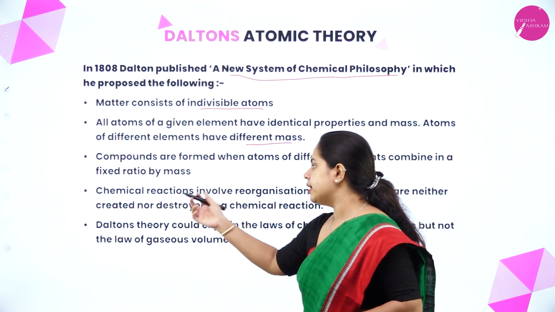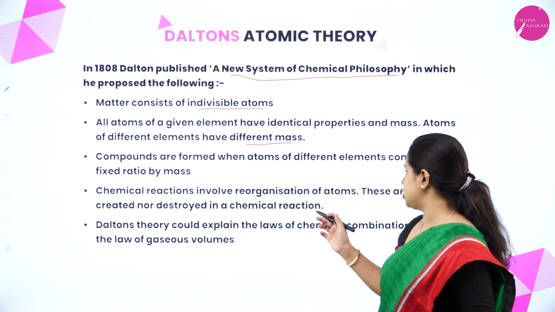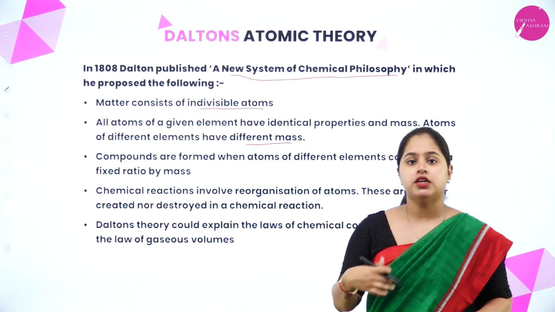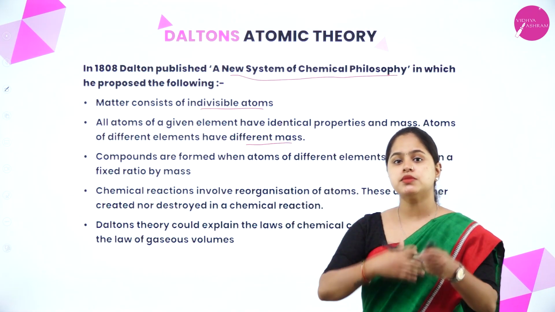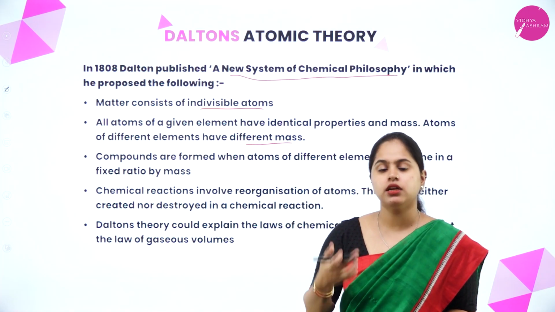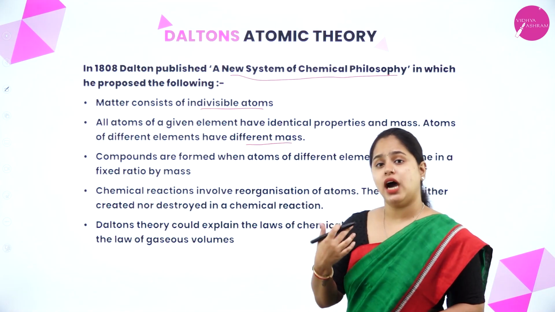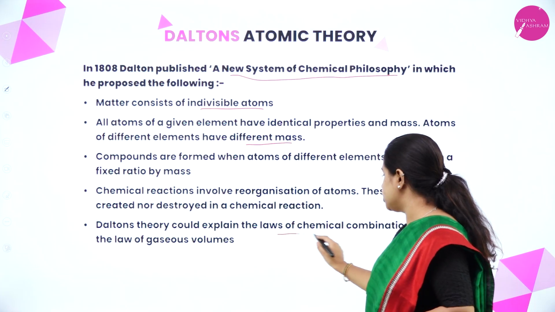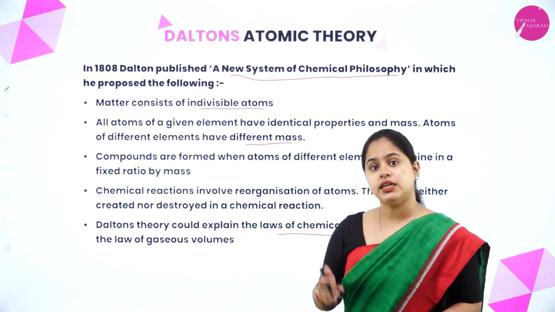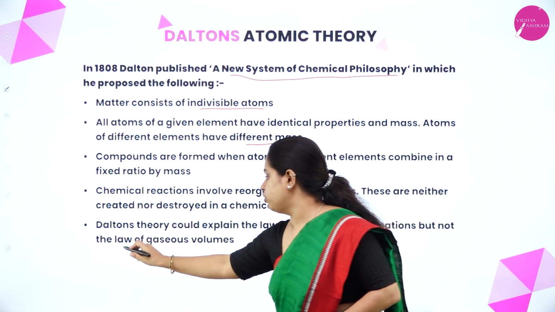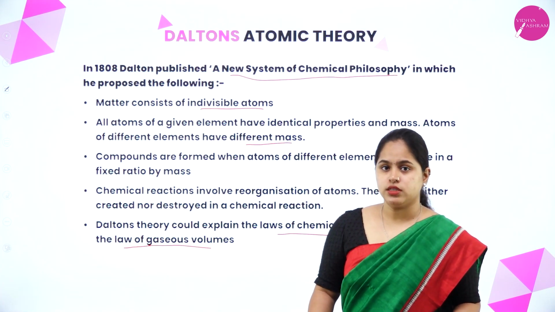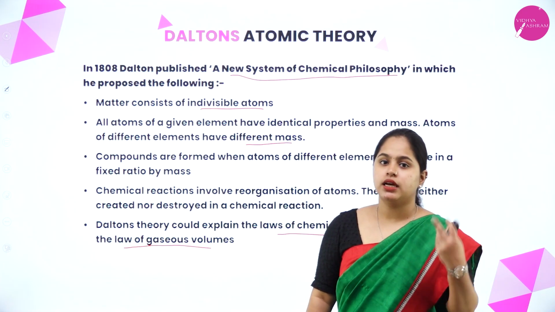Now the next one is chemical reactions involve reorganization of atoms, and these are neither created nor destroyed in a chemical reaction. So he said that in a chemical reaction, the atoms reorganize with each other, and he also mentioned that atoms can neither be created nor be destroyed. Yes, so Dalton's theory was able to explain the laws of chemical combination that we just discussed. But he couldn't explain the law of gaseous volumes; the other laws he could explain using his atomic theory.